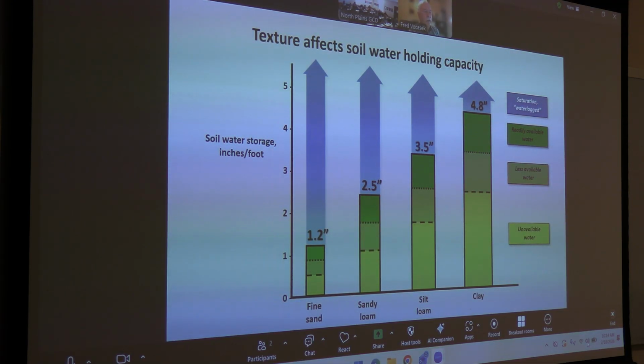Some of it is held so tightly, about 2.5 inches, that the plants can't extract it. So we need to know about soil texture. The clay content gives us some information about our soil water holding capacity.